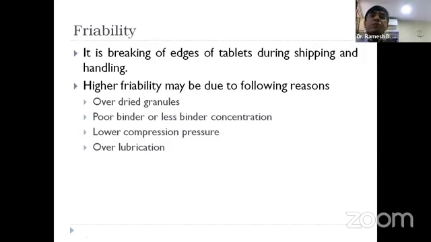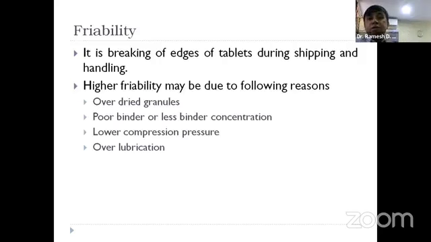Next is the friability. Friability is the breaking of the tablets from the edges, from the surface. It may be due to over drying. If the drying is over, binding will not be proper. If binder is less, then also binding will not be proper. We need to incorporate more binder. If lower compression pressure is there, then also the tablet crushing strength will not be proper.